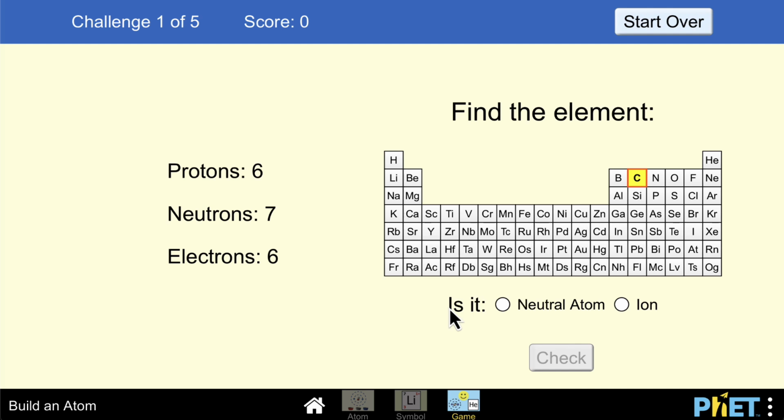Now they're asking me, is it neutral atom or ion? So all you have to check is the number of the protons and the number of the electrons. Are they the same? 6, 6? Then it's a neutral atom. If one of them is bigger than the other one, it's going to be an ion.